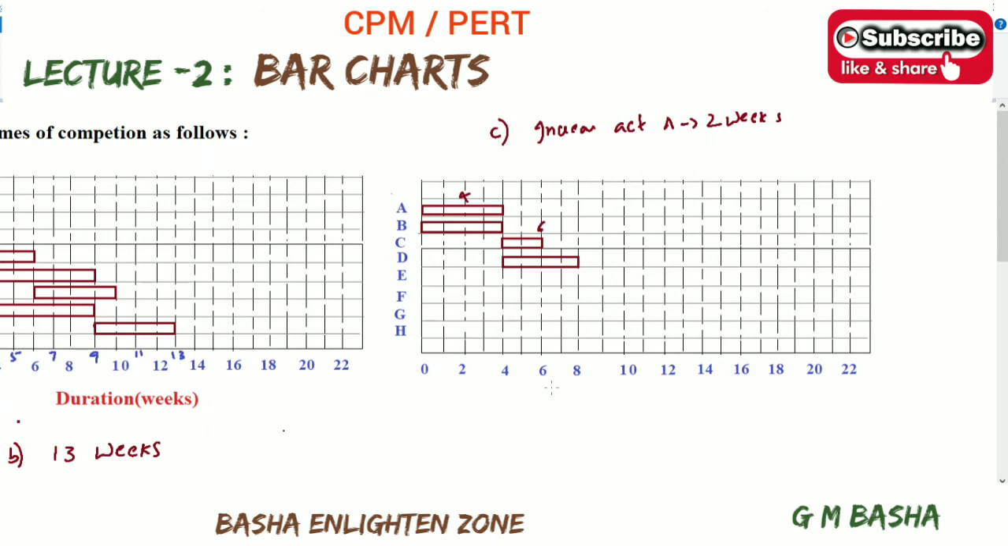You can practice this on your own and mention your answer in the comments. The answer for C will be some X weeks. The previous one was 13 weeks, so maybe you will get 14, 15, or 16 weeks. You can mention in the comment, for example C is 16 weeks, and it will be useful for all of you.